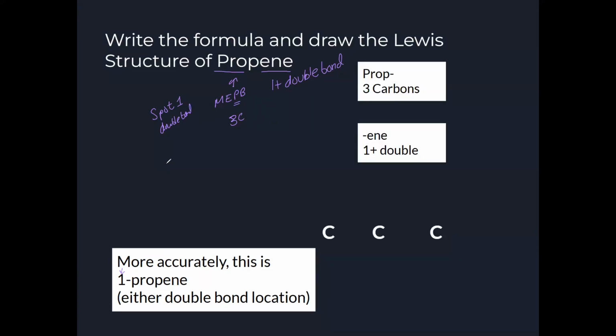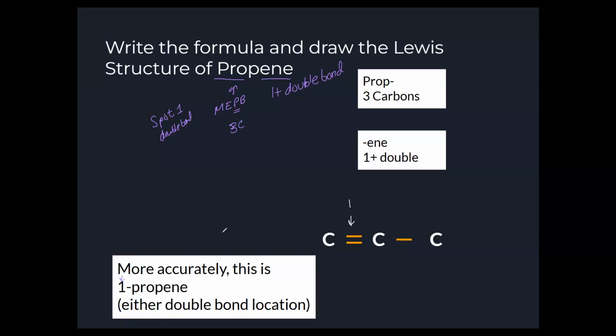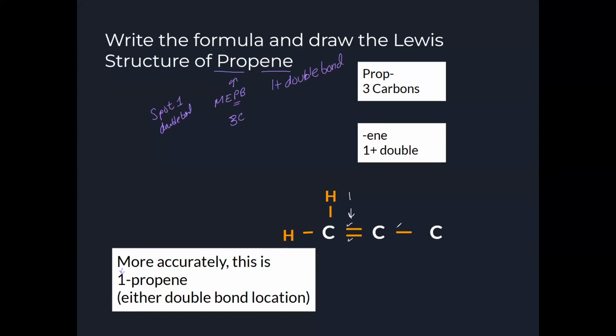Okay, 3 carbons, 1 or more double bonds. So I'm putting the double bond in this case in spot 1. And then what do I do? Fill in with hydrogens. How many do I need? I need to have 4. This left carbon has 2, so he'll need 2 more to make 4. The center carbon has 1, 2, 3 bonds, so he only gets 1 more.